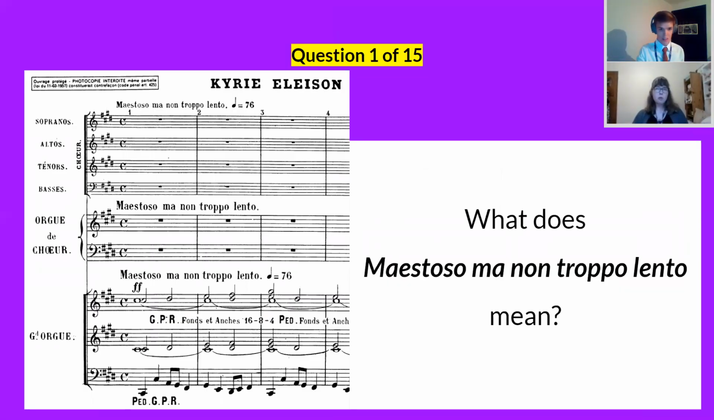Let's try breaking that up. So we've got maestoso and lento as our main words, and then try and figure out those little linking words in the middle. Also think, when the Kyrie eleison, what would suit this mood?